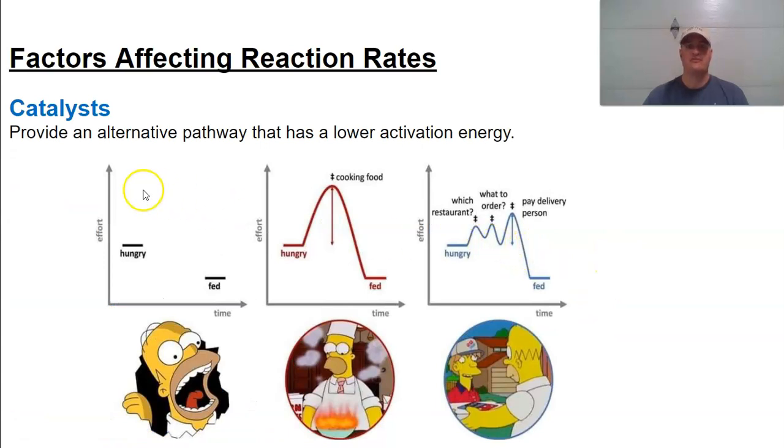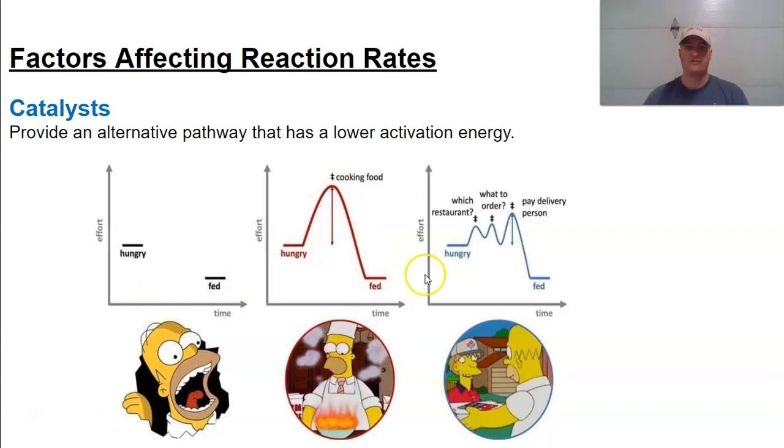So catalysts provide an alternate pathway with lower activation energy. So if we have this idea of what we react with and what we end with, there's the idea that we always need to be putting energy in. And the catalyst provides an alternative pathway of lower energy. In this case, we're using a non-chemistry example of how to feed ourselves.